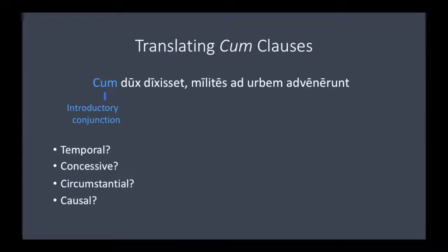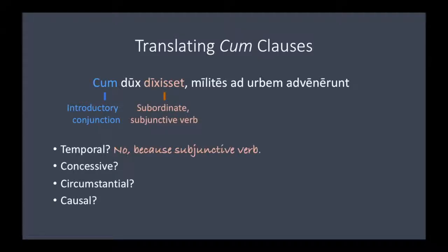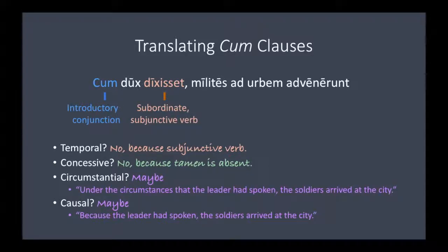Let's look at an example to clarify all of these patterns. Cum dux dixisset milites ad urbem advenerunt. Before we translate it, we need to know what type of cum clause it is. First, we know it is not a temporal clause because dixisset is subjunctive, so it must be either a circumstantial, causal, or concessive clause. Second, we know it is not a concessive clause because tamen is not present in the main clause. That leaves us with two options, circumstantial or causal.